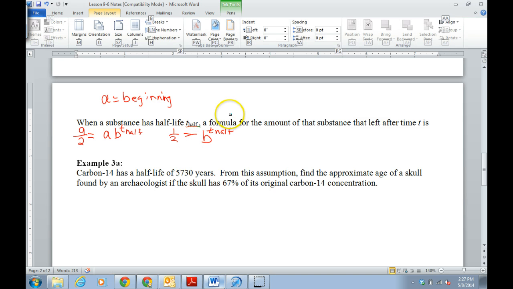Okay, so we have this so far. That is the same thing as saying if I were to solve for b, I could say that 1/2 to the 1 over t half equals b, if I'm solving for b. So think of it this way. If I have 1/2 equals b to the 2, how would I solve for b in that case?